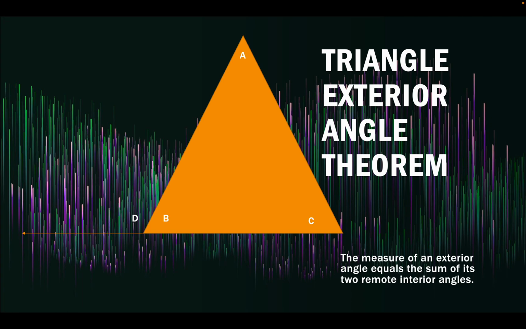Sometimes I know my exterior angles and I don't know the interior angles, or the converse. I need to know the exterior to a triangle, but I don't, and I only have the interior angles. Well, there's a theorem that helps us with that. It's called the triangle exterior angle theorem. Here's what this one says. It says the measure of an exterior angle equals the sum of its two remote interior angles.